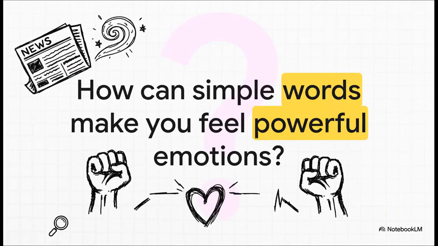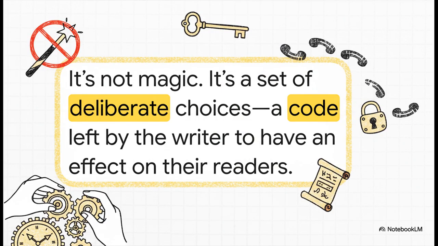Think about it. Have you ever read a news article that just made your blood boil? Or a line in a book that literally gave you goosebumps? How is it that a few simple words on a page can have such a huge effect on us? Well, I'll tell you, it's not magic. It's actually a series of very deliberate choices. Every writer leaves behind a trail of clues, a kind of secret code that's designed to influence you. And today, I'm going to show you exactly how to see it and how to decipher it.